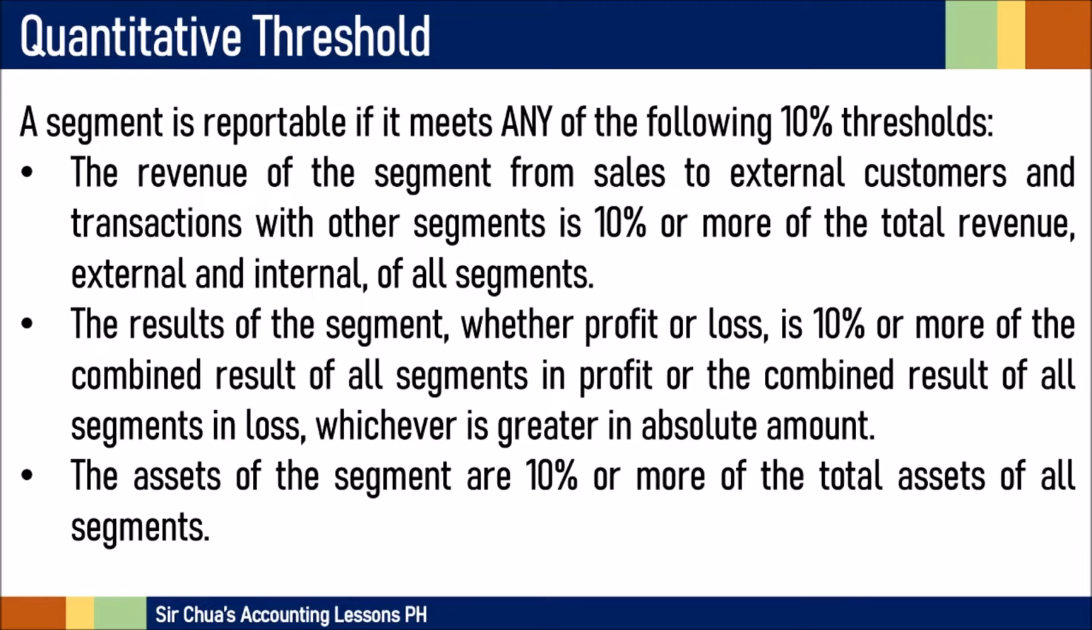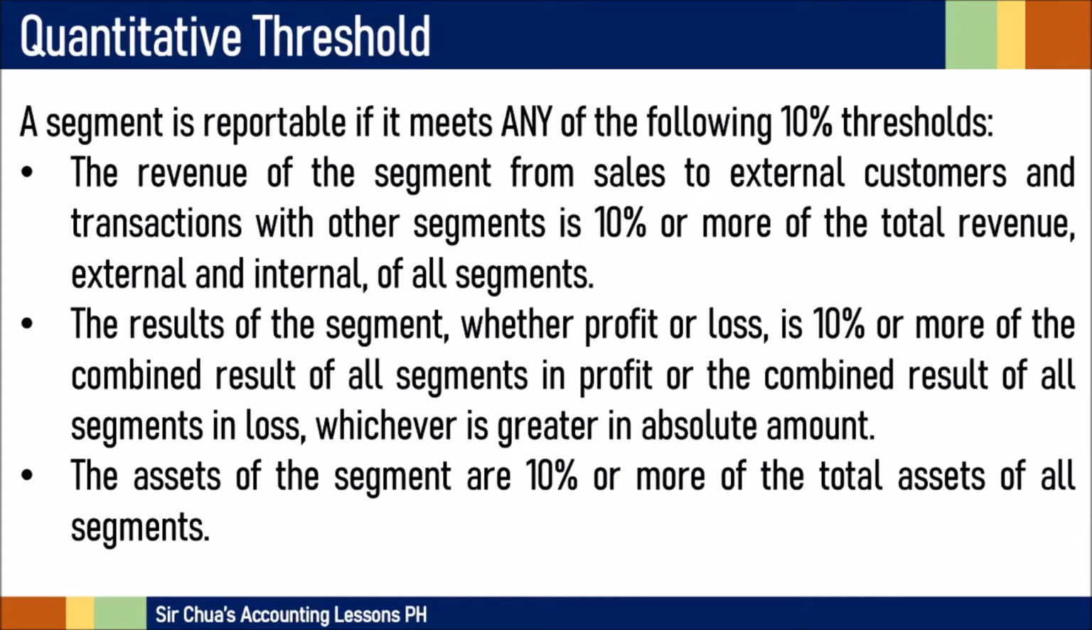Okay? Bullet point number 2. The results of the segment, whether profit or loss, is 10% or more of the combined results of all segments in profit or the combined result of all segments in loss, whichever is greater in absolute amount. So, wala tayong titignan dito na positive or negative. Kung ano daw po yung mas malaki na total in profit versus total in loss, yun yung kukuhanan natin ng 10%, tapos dapat po yung profit or loss ng segment na yon is makapasok within that 10% ng kukunin natin. Ang tawag po dyan ay operating result test or profit test.